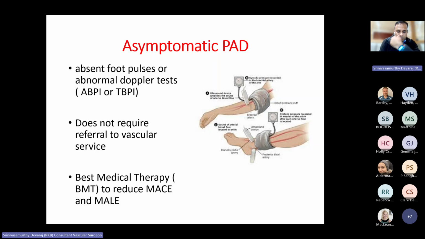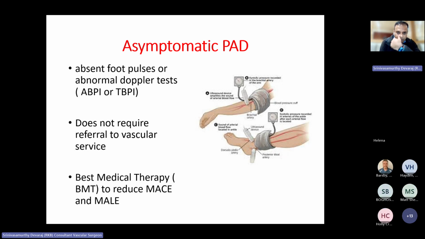Let's talk about the spectrum of disease. So when we talk about asymptomatic peripheral arterial disease, these patients are usually identified either on clinical examination when they come to you and you examine their foot pulses and you can't feel them, or they go for a routine screening test and they come up with an abnormal Doppler result, which is usually an ankle brachial pressure index. So if the patients are asymptomatic, they do not require a referral to the vascular service because they're not likely to require any further investigations or interventions.